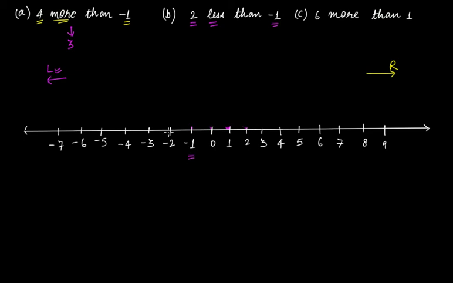Your current position is -1. So take 2 moves. First move and a second move. You are at -3. The answer will be -3. Okay, let's do the last one.